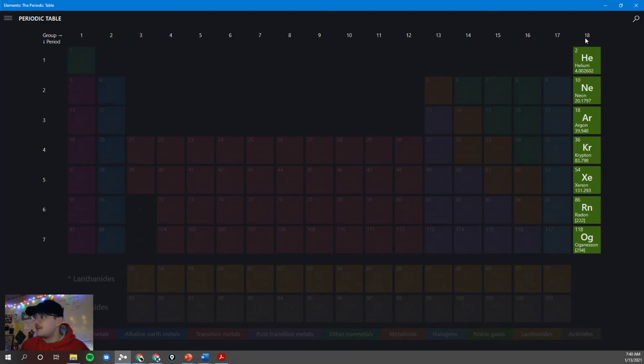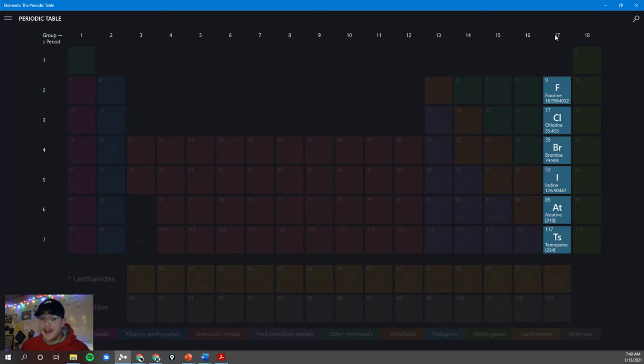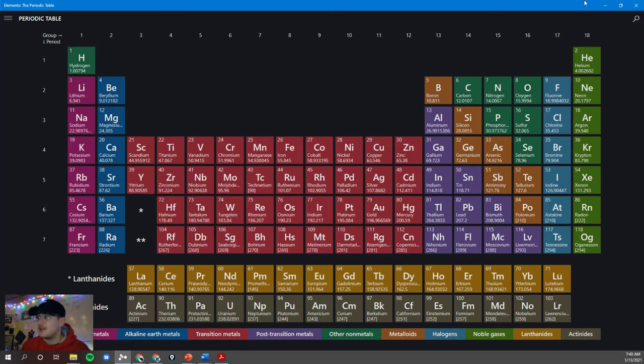Same thing with these guys over here on the very right-hand side, the noble gases. They're all very unreactive. Why? They have a full shell of outer electrons. They are content with what they have. These guys over here, the halogens, are super reactive, but they're nonmetals. What makes them super reactive? They have 7 valence electrons.